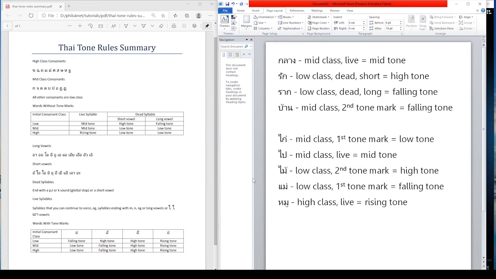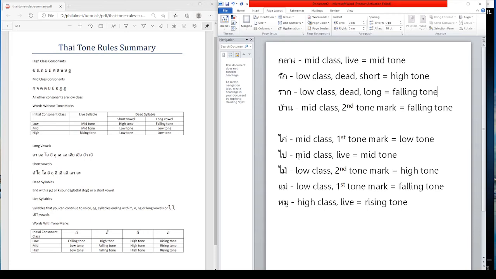The problem with these tone rules isn't so much using them, which is fairly straightforward, but remembering them. And even after a long time, they're quite difficult to remember. So we've got 5 more down here, and each word is a different tone. So the first one, gai, which means chicken. So we've got the gorgai again, which is the mid-class consonant, and we've got the first tone mark. So mid-class and first tone mark is a low tone.